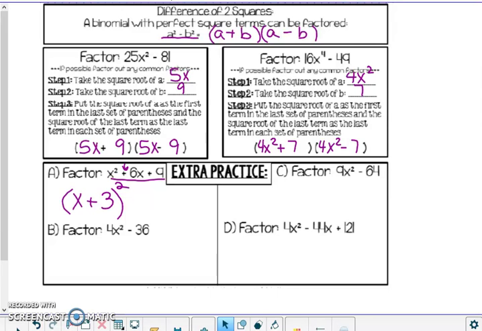Now we have 4x squared minus 36. So again, this is a difference of 2 squares, so first thing we should do is draw 2 sets of parentheses. One is positive, one is negative.